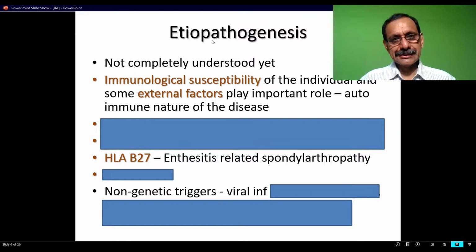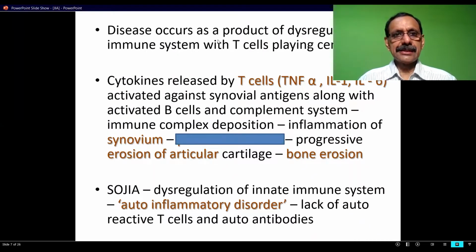And non-genetic triggers are also there. For example, viral infection, Epstein-Barr virus, parvovirus, rubella, so many. And the disease occurs as a product of dysregulation of the immune system in which T cells play a very significant role. Cytokines released by T cells. Cytokines means tumor necrosis factor alpha, interleukin 1, interleukin 6, etc., activated against the synovial antigen along with activated B cell and complement system causes immune complex deposition and inflammation of the synovium and progressive erosion of the articular cartilage and bone erosion. So it is a cytokine damage.